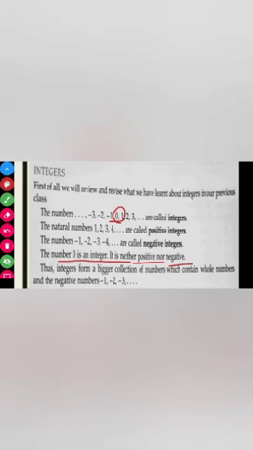So you can say finally the integers form a bigger collection of numbers which contains whole numbers and negative numbers like minus 1, minus 2, minus 3, and so on. Okay, I hope it is clear. So now come to next slide.